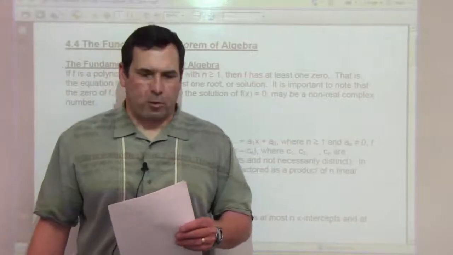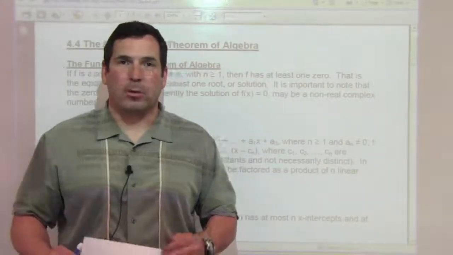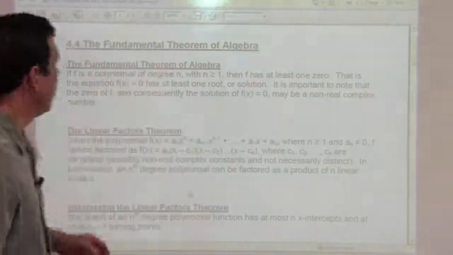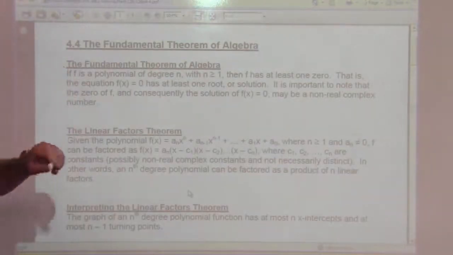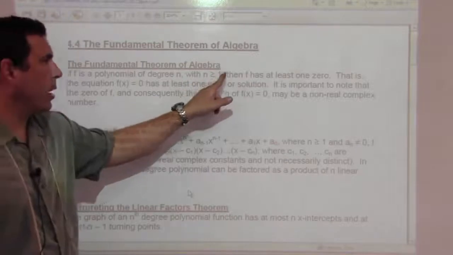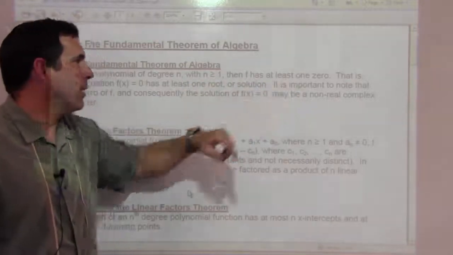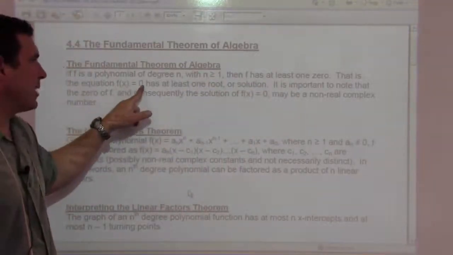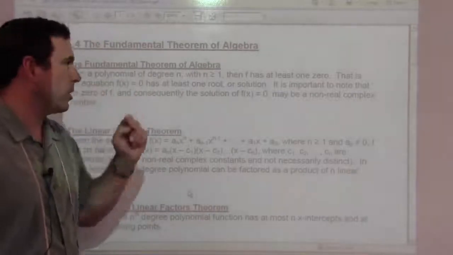Hello and welcome to 4.4, the Fundamental Theorem of Algebra. Very fundamental section. Okay, Fundamental Theorem of Algebra. If f is a polynomial of degree n with n greater than or equal to 1, then f has at least one zero. That is, the equation f of x equals 0 has at least one root or solution.